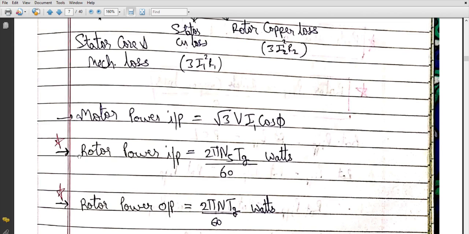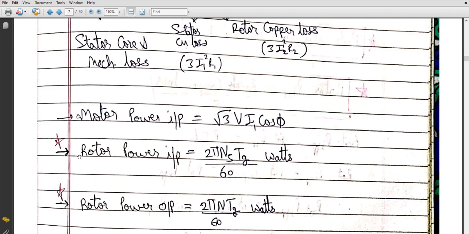The unit of power in this formula is always watt, the unit of torque is Newton meter, and obviously the unit of omega, whatever speed, not only synchronous speed, is radian per second.